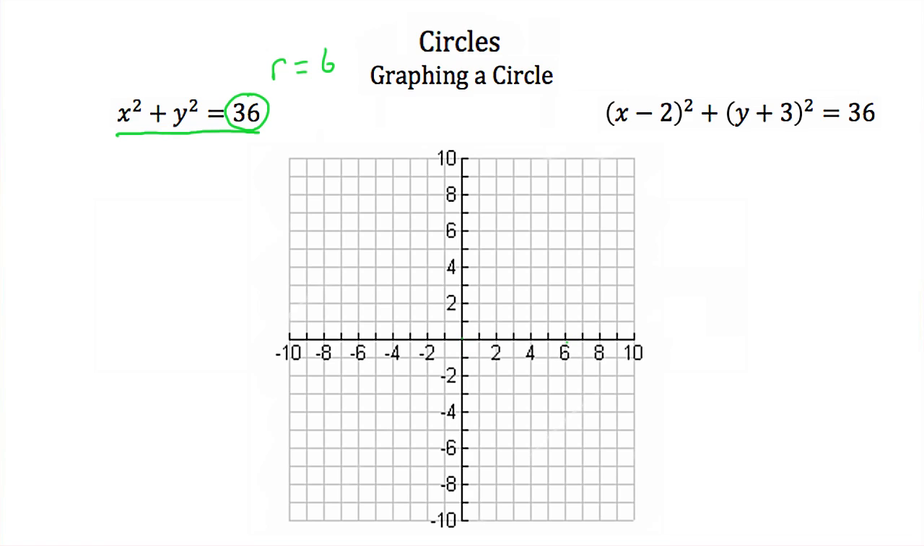then we can go to positive 6 on the x-axis, because that would be 6 units away from our center. And we could go to negative 6 on the x-axis because that would be 6 units away from our center.